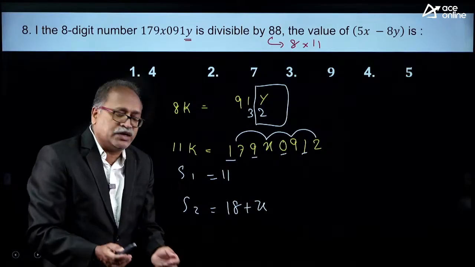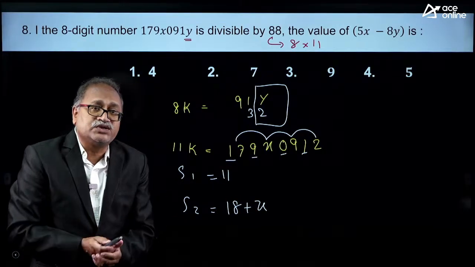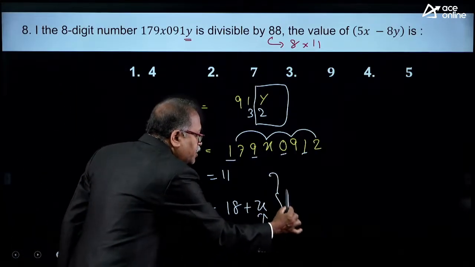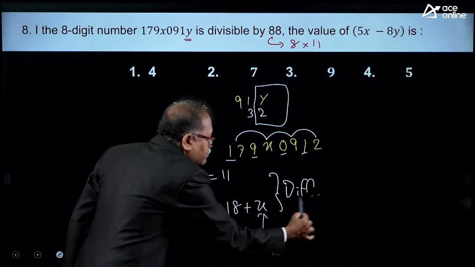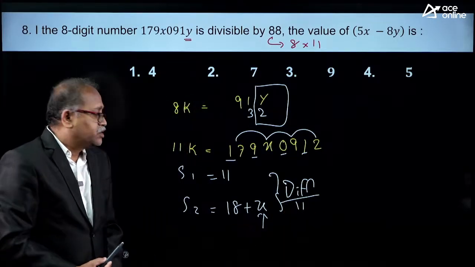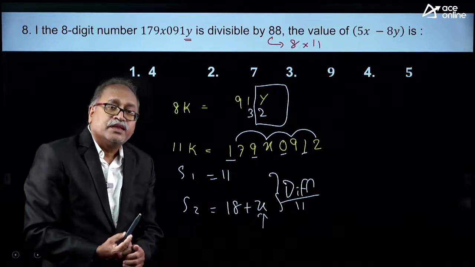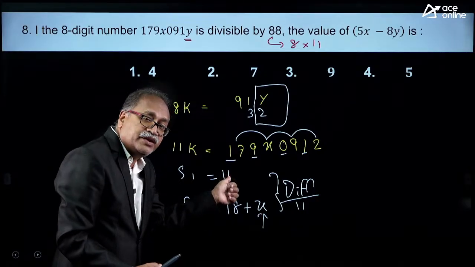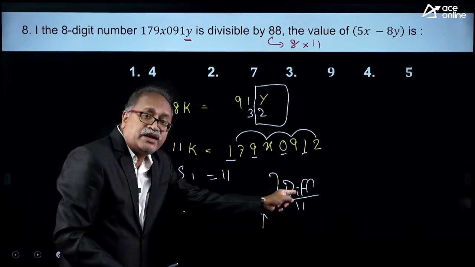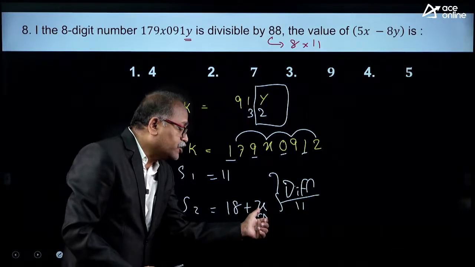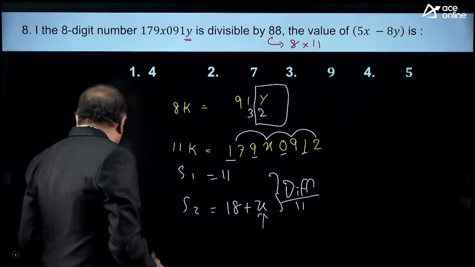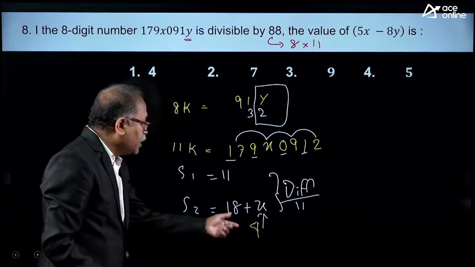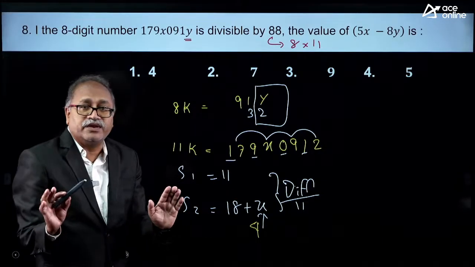So it is 18 plus x. Even if I place a 0 over here, S1 is still not equal to S2. Now I can put the value of x in such a way that the difference between S1 and S2 is divisible by 11. I want to make it 22, because then the difference between 11 and 22 is 11, which is divisible by 11. In order to make this number 22, I'll be taking the x value as 4. So it comes to 22, and the difference between 22 and 11 is 11.